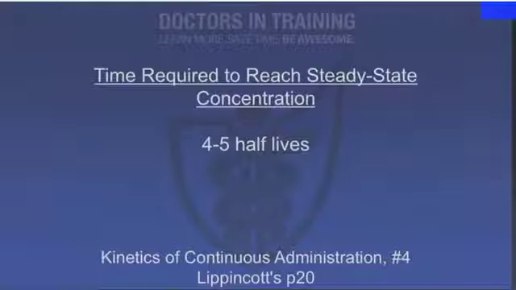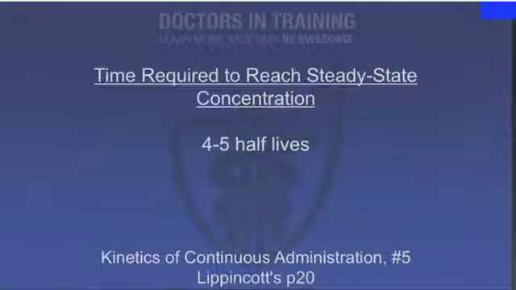Lippincott says 4 half-lives. I always learned 5 half-lives. 4 half-lives means you're going to achieve 93.75% steady state concentration, and 5 half-lives is 96.875% of steady state concentration. So, it's pretty close. Somewhere around 4 or 5 half-lives, you're going to get pretty close to the steady state concentration. So how do we use this concept practically?